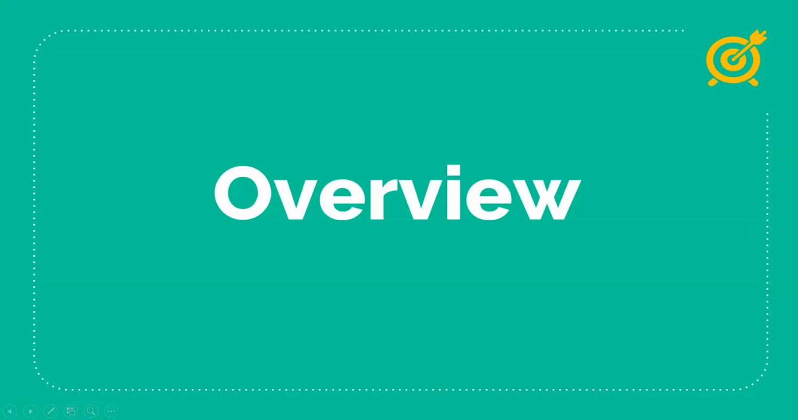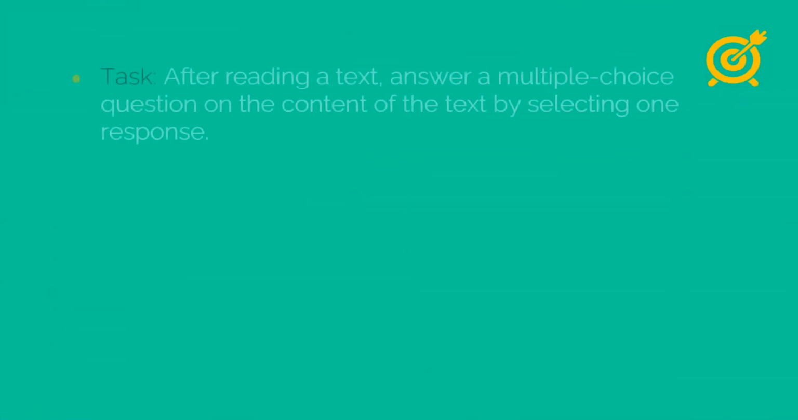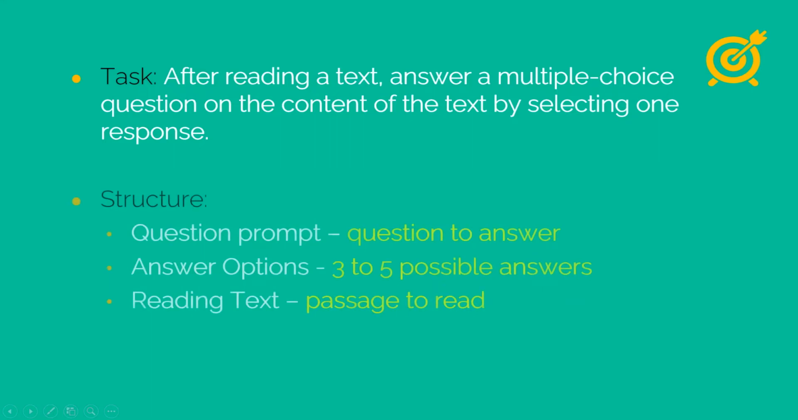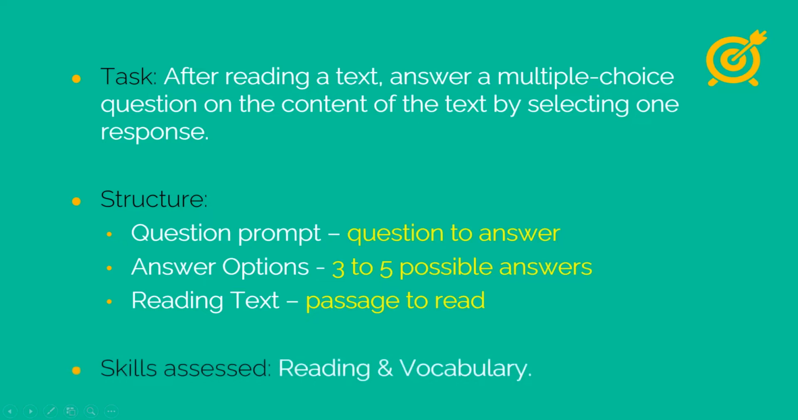Okay, so let's start with the overview of the reading multiple choice choose single answer questions. You are presented with a text passage and a question prompt. What you are expected to do is select the best possible answer out of 3 to 5 answer options, of course after reading the passage. What this means for you is that only one answer is the correct one, and you need to select it depending on what has been asked in the question. The PTE assesses your reading and vocabulary skills in these questions.